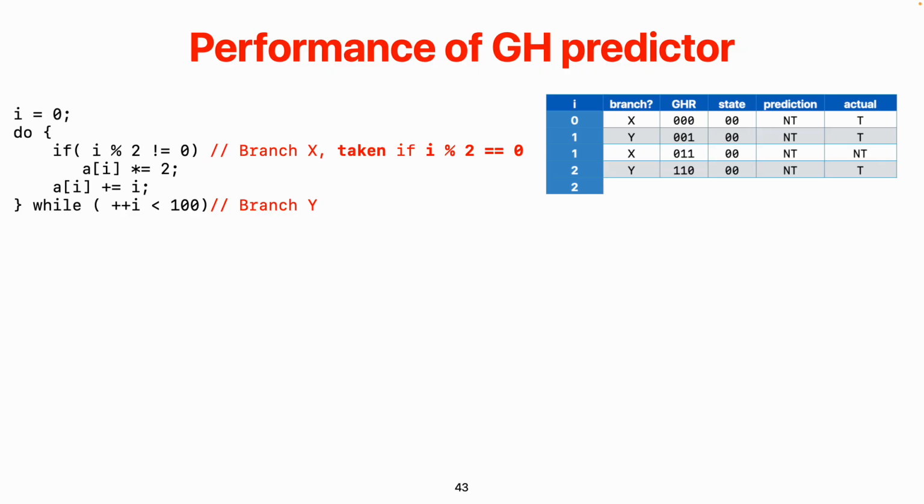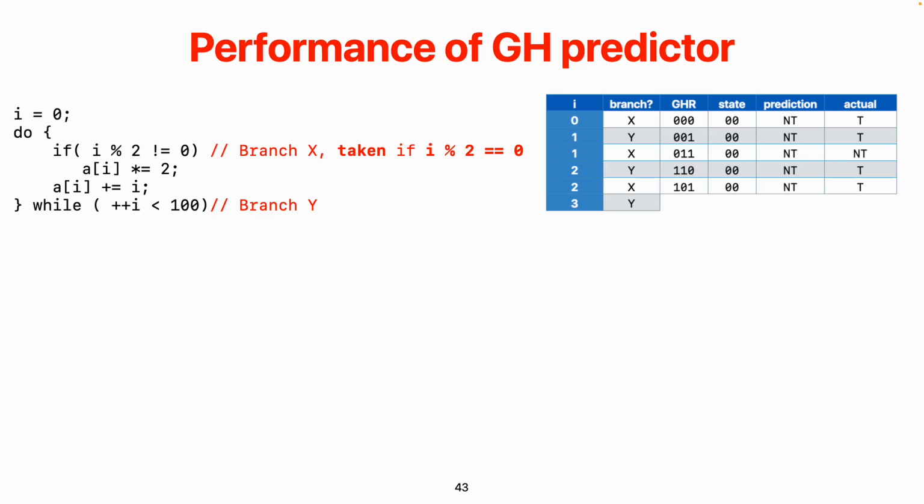Now, when i equals 2, when I meet branch X, what's the current GHR? 101. What's the current state in there? 0, 0? Okay, have we seen this? So what's the prediction? Not taken. What's the outcome? Taken. Okay, at this point, you start to feel like, wait, is it going to work? Right? It's horrible. Right? Now, let's try it one more time.